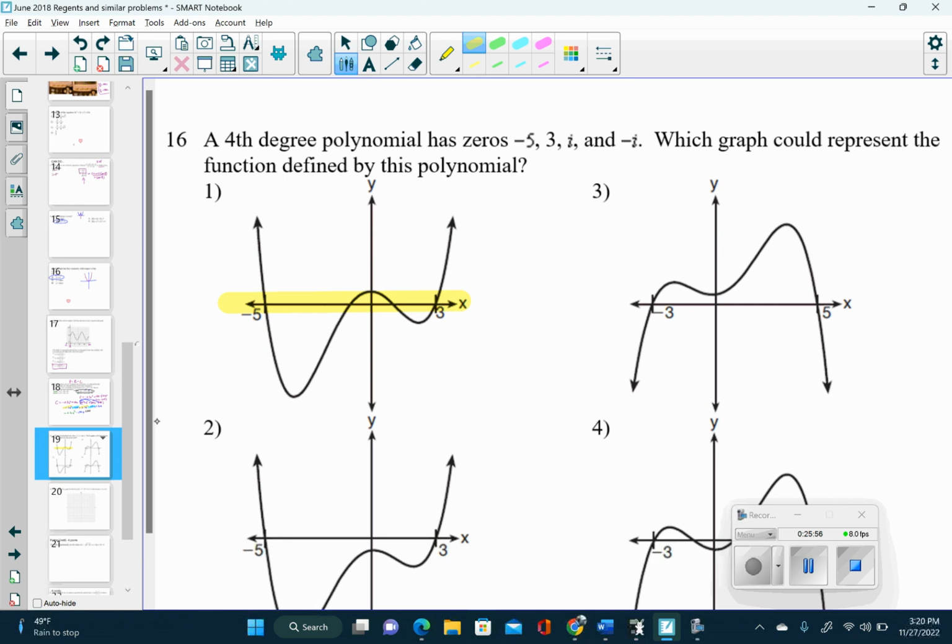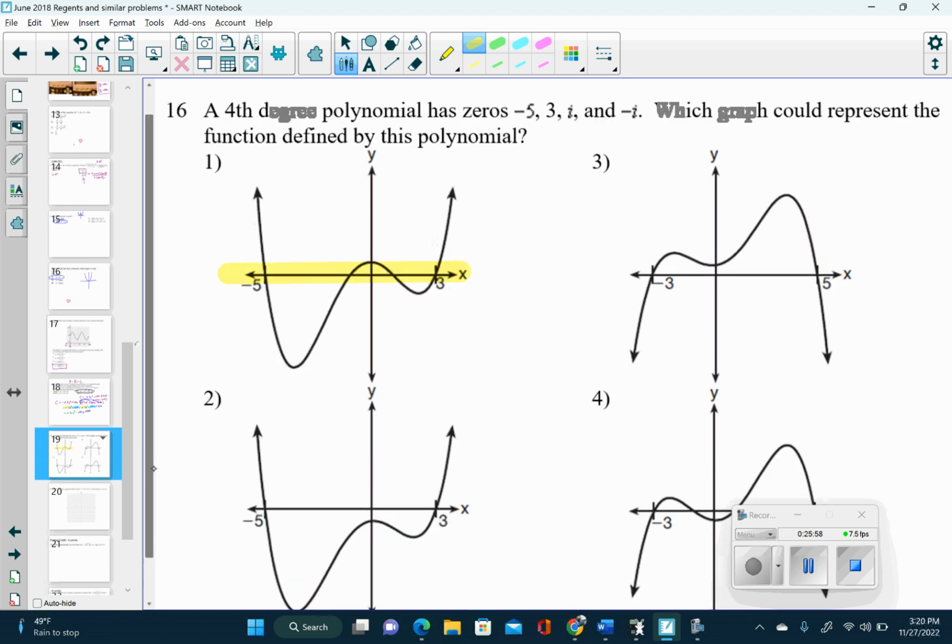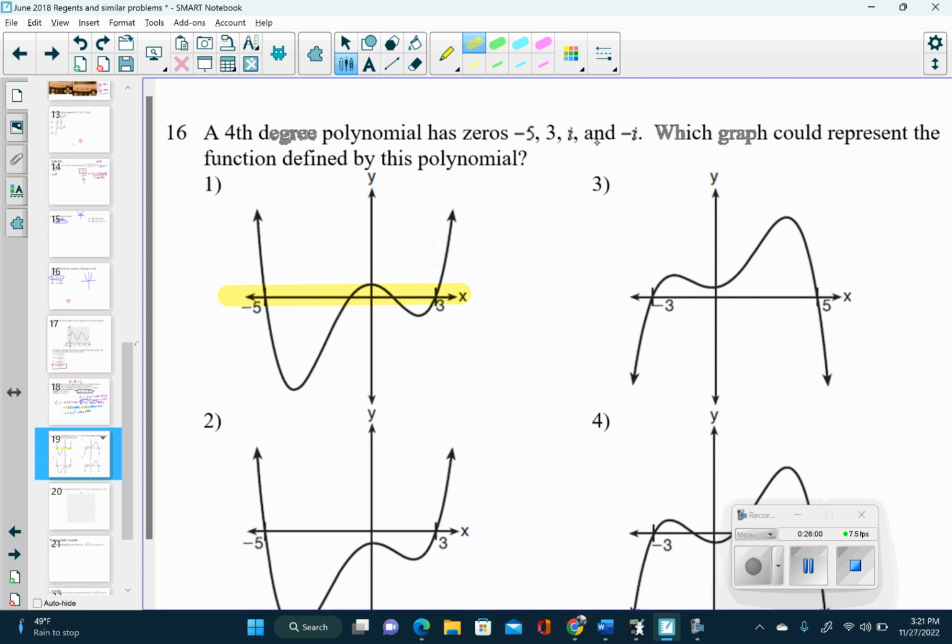So this right now could be an answer. And then it crosses at i and negative i, which does not cross the x-axis. So automatically I can know that this is not our answer, because negative 5 and 3 cross the x-axis, but i's do not cross the x-axis. It's going to look something like this, right?